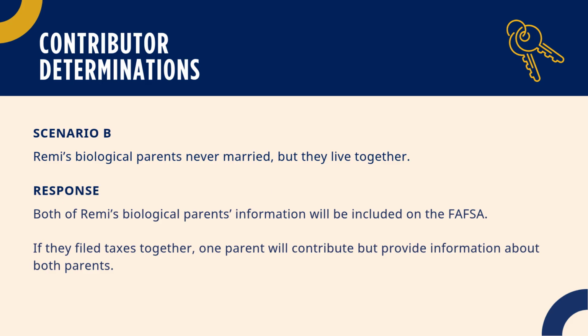So in this situation, since they aren't married, it's unlikely that they filed taxes jointly, which means that most likely each of them is going to need to have their own FAFSA account, and each of them will need to provide their own income and asset information. However, if the parents did file taxes together, one parent will actually be the contributor on the form, but will provide information about both parents.